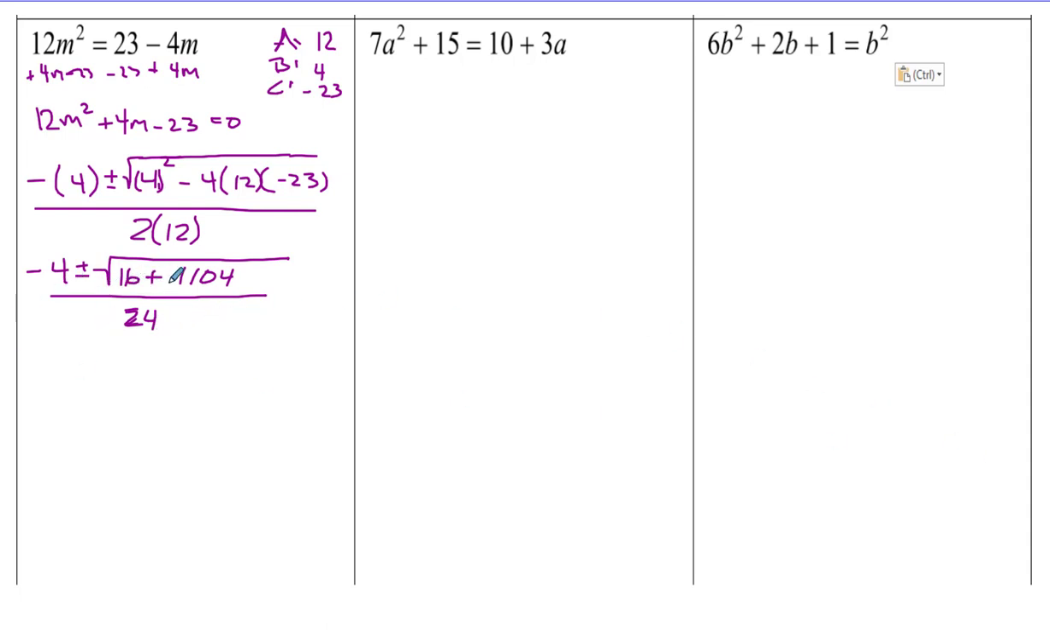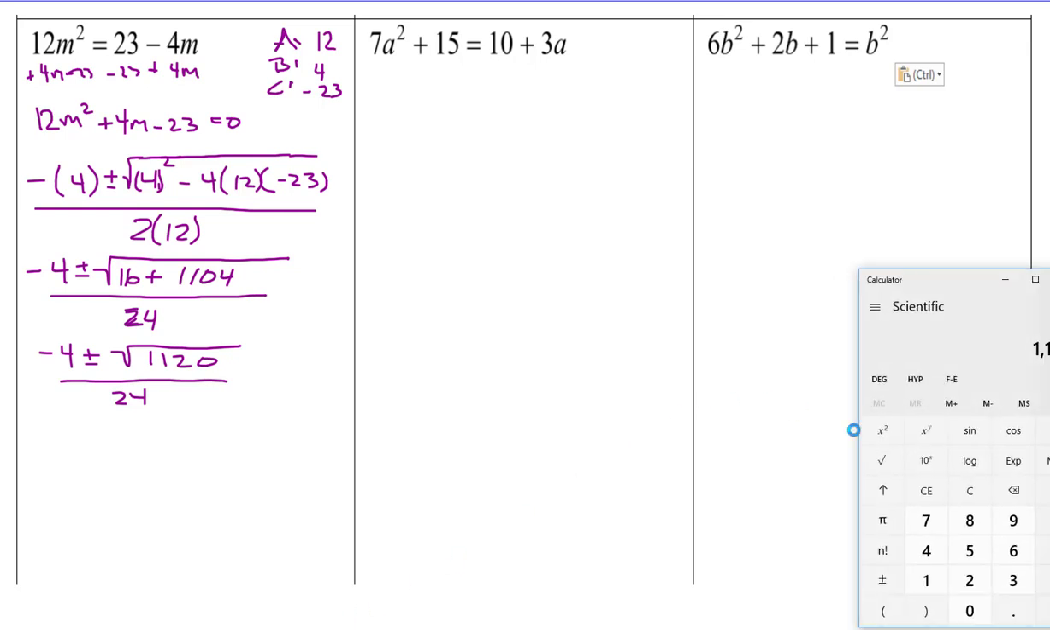Alright, so we add the 16 to the 1,104, and we're going to get some giant number, 1,120, all over 24. Okay, we definitely want to reduce this radical. We know how to, but this will take some playing around. This is where dividing by those perfect squares is going to be very helpful. You probably won't want to factor tree this number. Alright, so let's kind of play around with it.